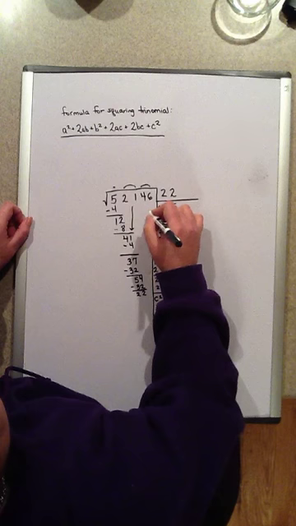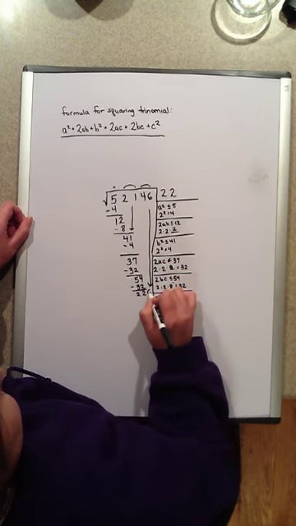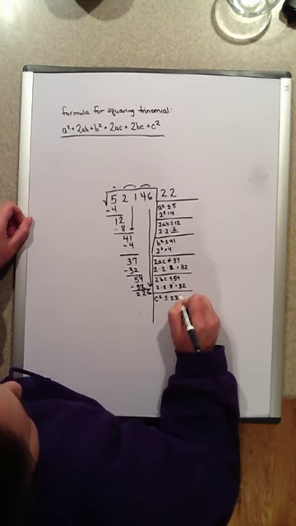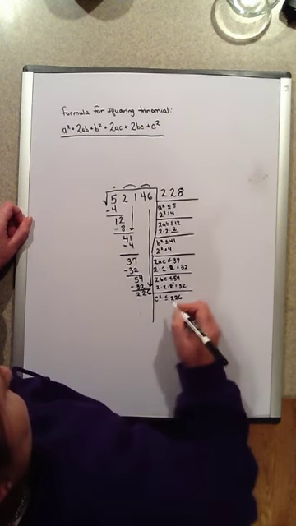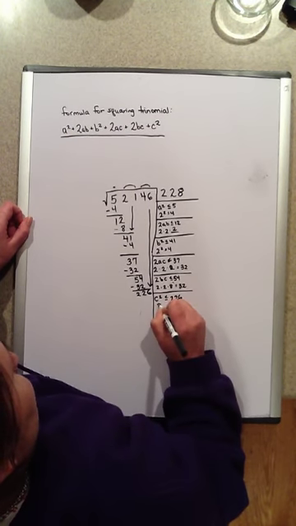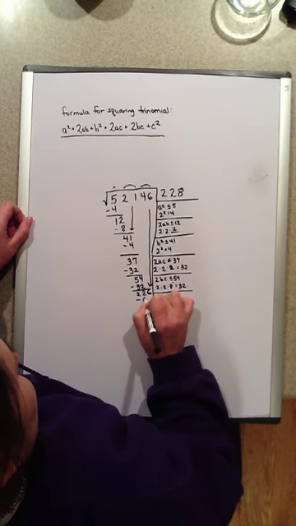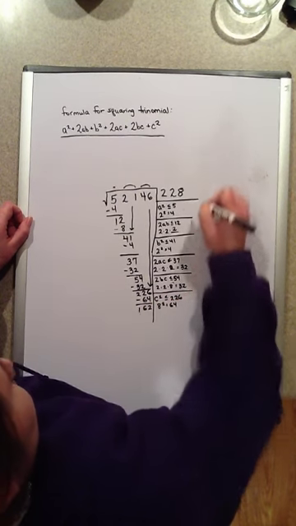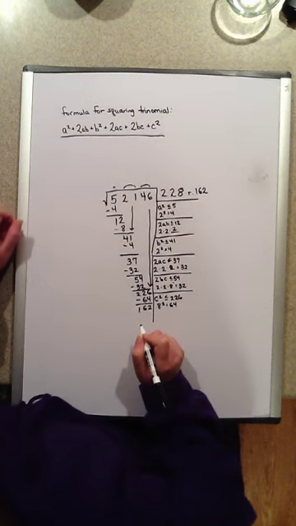C squared, we're going to bring down this 6. Has to be less than or equal to 226. I don't think that's going to be any problem. We're going to keep 8 as our value for C. 8 squared is 64. And our remainder is 162.